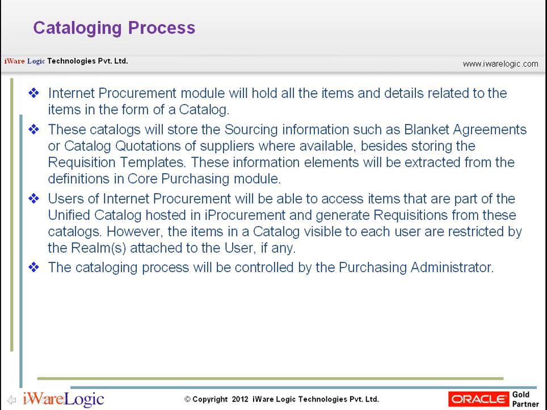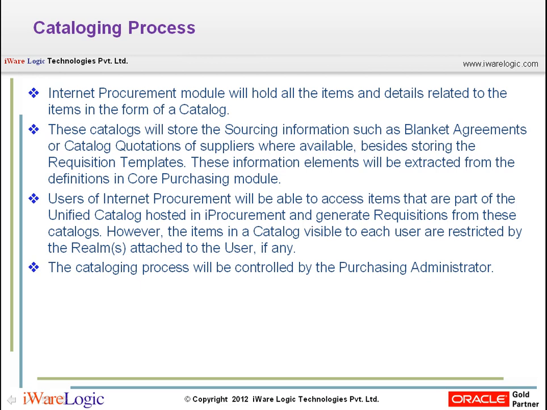Users of iProcurement will be able to access the items that are part of the unified catalog hosted in iProcurement and generate the requisition from this catalog. However, the items in the catalogs visible to each user can be restricted by the realms attached to the user. That is, if we want to restrict one particular user from viewing a particular item, we can use the realms.